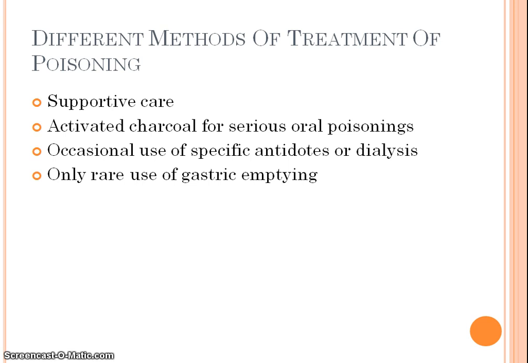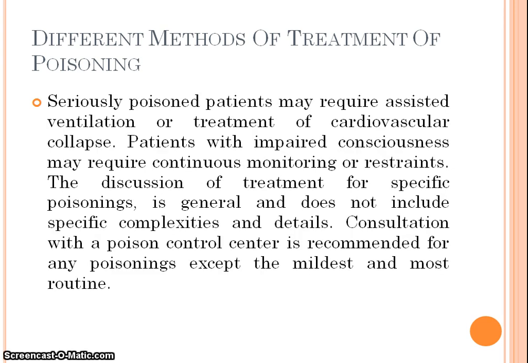The treatment includes supportive care, activated charcoal that is to be used for serious oral poisoning cases, and sometimes the specific antidotes that are used, including dialysis, and only in rare cases gastric emptying, or what is said to be gastric lavage, that is to be carried out. Seriously poisoned patients may require assisted ventilation or treatment of cardiovascular collapse. Patients with impaired consciousness may require continuous monitoring or restraints.